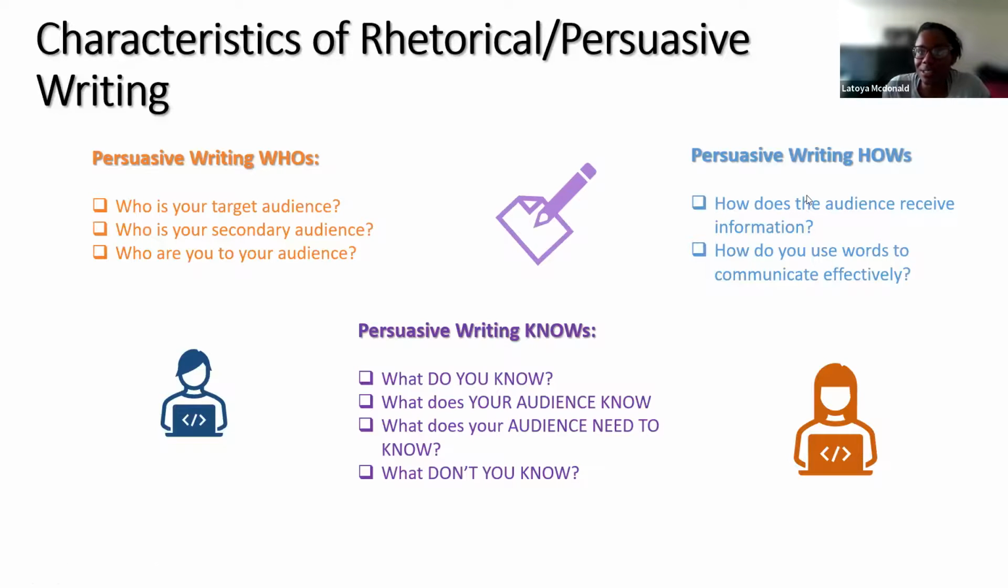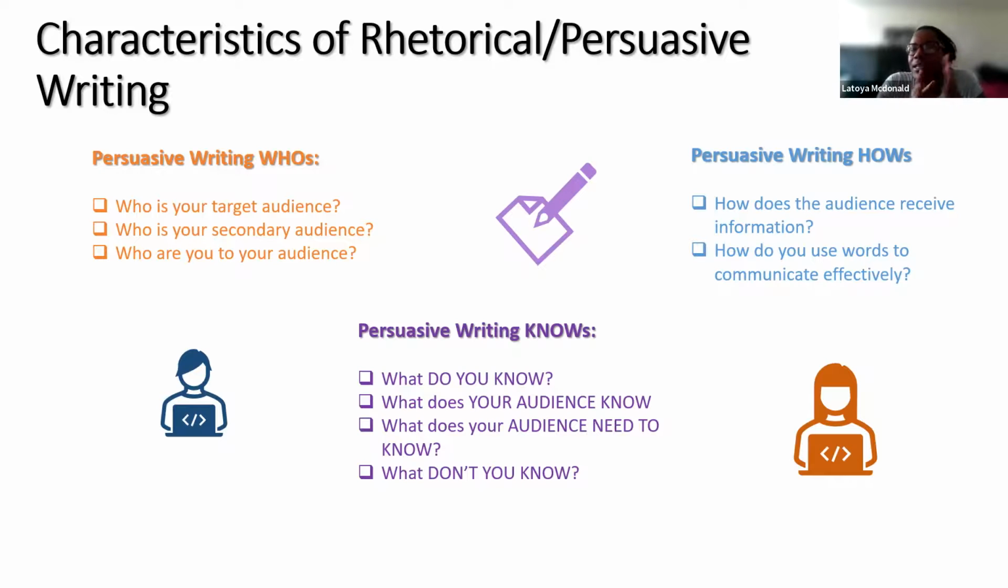So what are some characteristics of rhetorical or persuasive writing? It goes into a little more detail, but I'm just going to hit a few things here: your who's, your how's, and your know's. Persuasive writing who's: who is your target audience? Who is your secondary audience? And who are you to your audience?